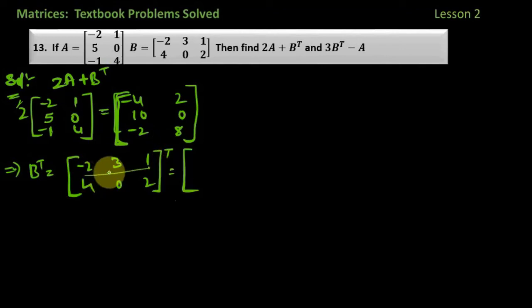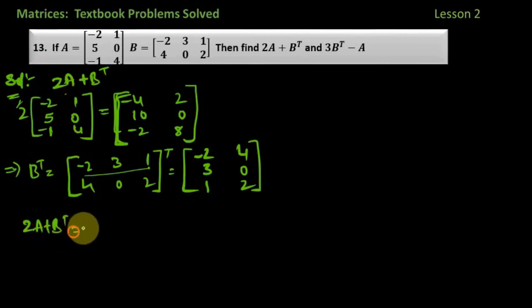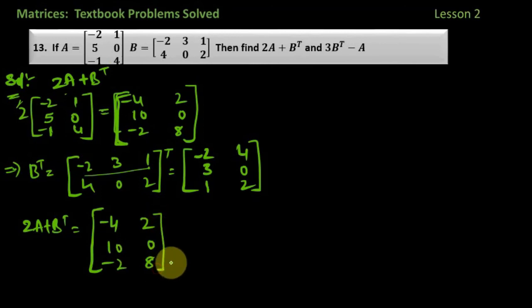Transpose means what? Rows will be changed into columns, right? So minus 2, 3, 1 and this will become 4, 0, 2. So this is the transpose. Now I should add these two. That's it. 2A plus B transpose.